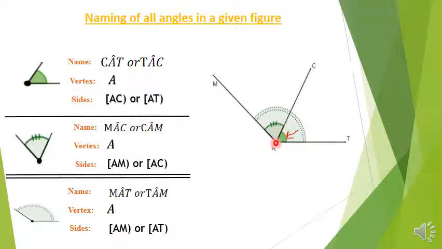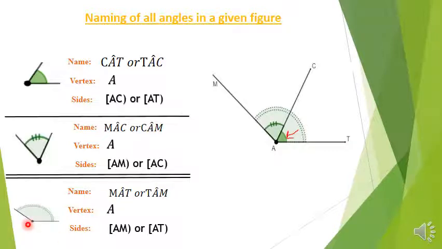Its vertex also is A. Its sides are AC and AM. The name of this angle is MAC or CAM. We put A in the middle and we put a cap. The vertex is always in the middle.